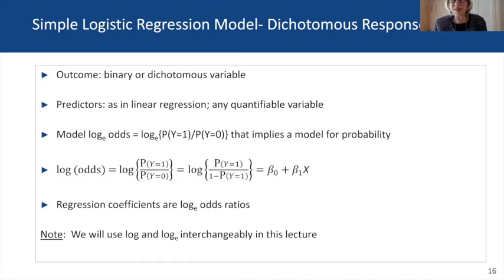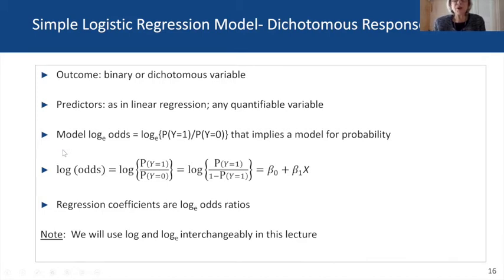So now let's go and set up a simple logistic regression model, which is used with dichotomous responses. Implicitly, our outcome has to be binary or dichotomous, taking on one of two values. The covariates or predictors, as you saw in linear regression, can be any quantifiable variable. It could be a dichotomous covariate, as we saw in the 2x2 table, and we'll use as an example in this lecture, but it could also be a categorical variable or a continuous variable, and that can be extended for multiple logistic regression.